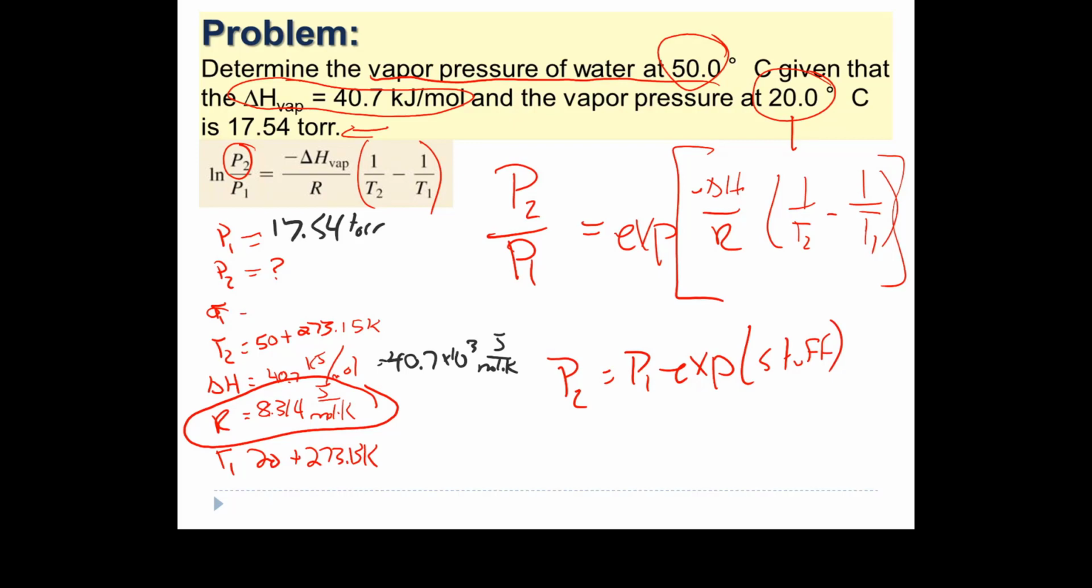100%. You've got to make sure that your delta H is in terms of joules, because if it's not, it won't cancel with the R, right? Because the R is in joules. So you absolutely have to convert those kilojoules to joules. What do you guys get? 83? I think 83 is right.